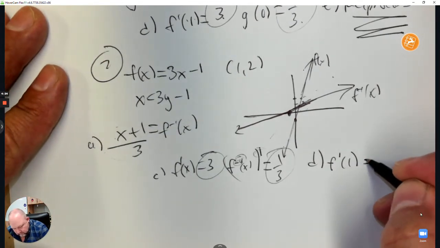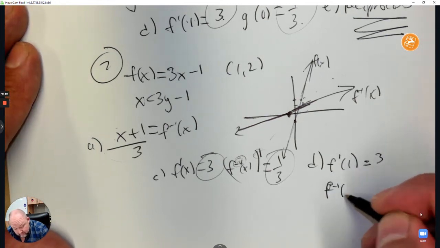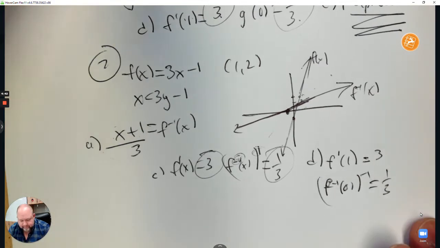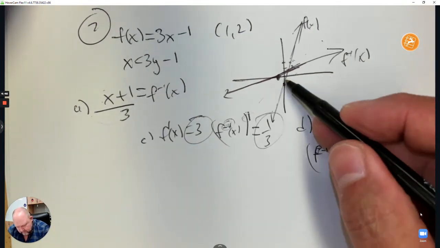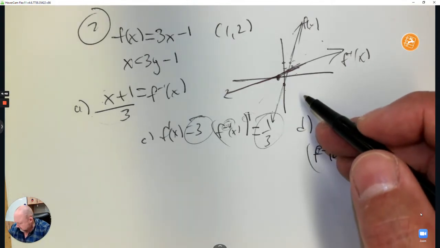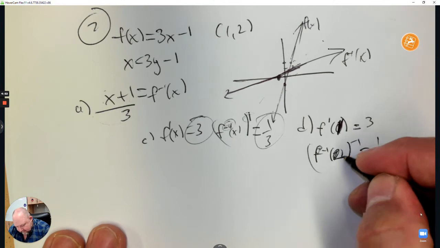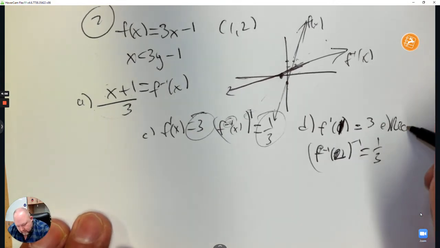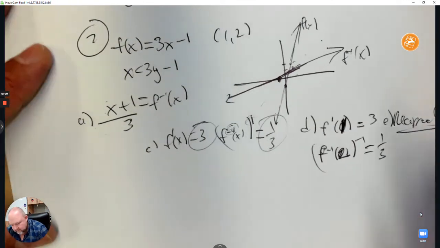So the derivative at 1 is 3. The derivative of the inverse at 0 is 1/3. No, sorry, this one's 0 because it's 0. So which one? What are we doing here? Oh, 1, 2, sorry. So there's 1. The derivative here at 2, and notice what's the relationship? They are reciprocals. Number 3.